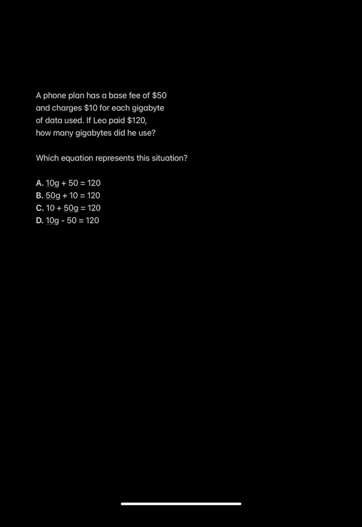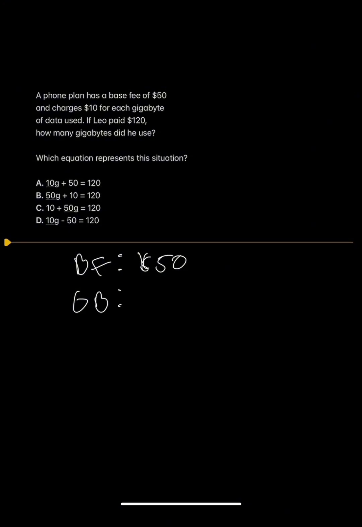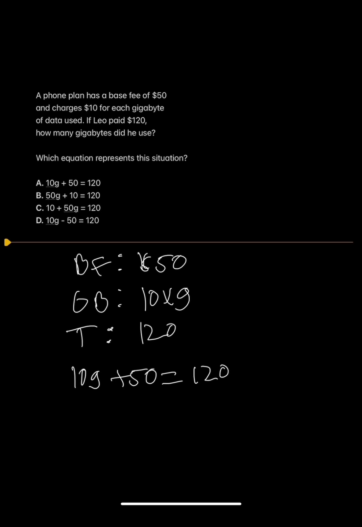So again, some things that we might want to write down could be our base fee, for example. Let's just say BF is equal to $50, and the price per gigabyte, GB, is 10 times G, and we know that our total, so we can call that T, is 120. So when we use this information, we can now say that 10G plus 50 equals 120. So again, that would give us an answer choice of A.